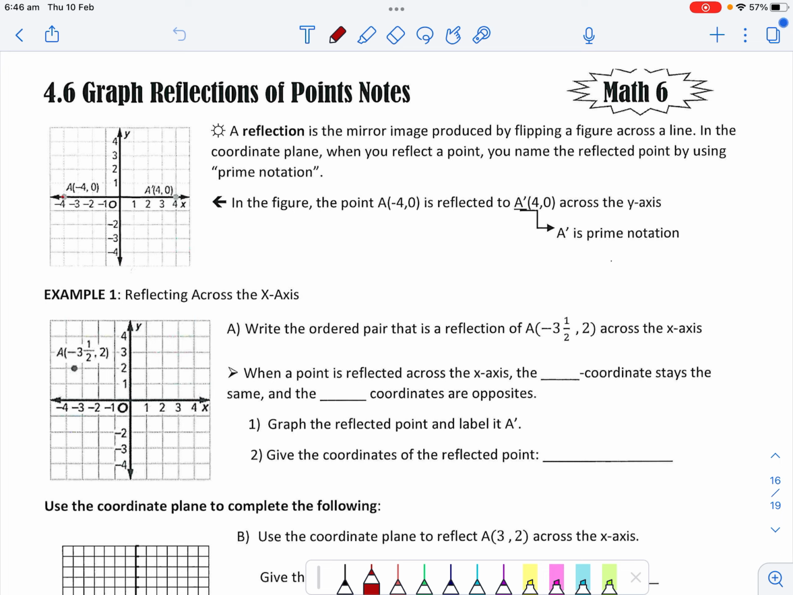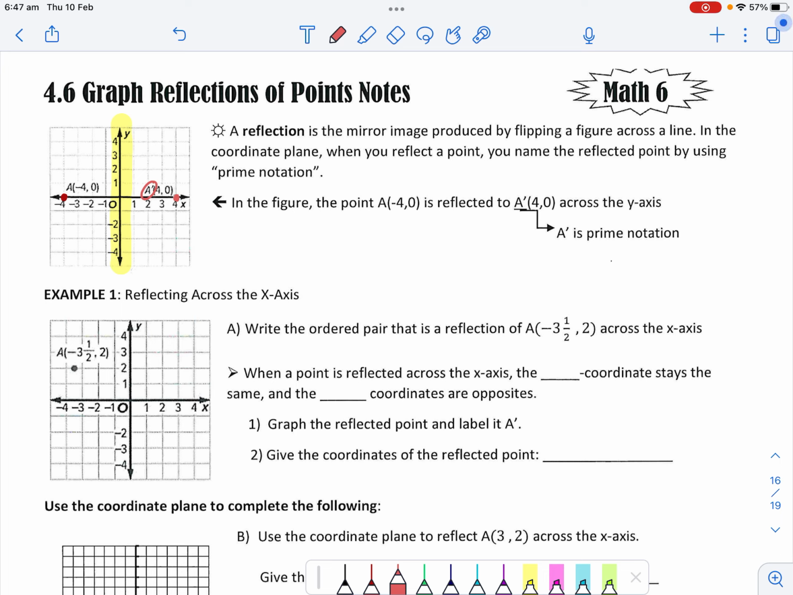So this right here is the original point. If I were to fold this graph in half across the y-axis, that's this one right here, my reflection would end up on this point right here, and you can see this A has a little apostrophe on it. That's called prime notation, and it says in this information, in the figure, the point A, -4, 0 is reflected to A prime, 4, 0 across the y-axis.